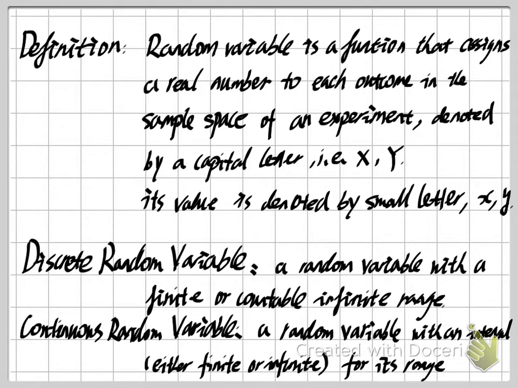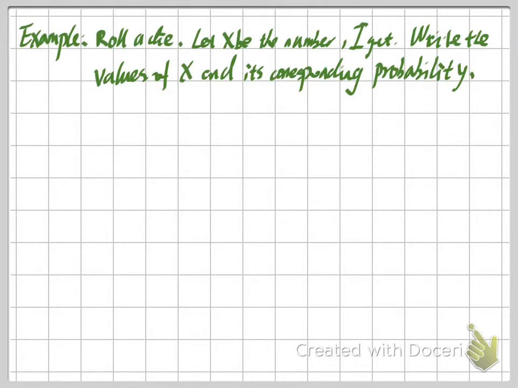So here, let me give you one example of a discrete random variable. Let's look at this question. If we roll a die, and we assume capital X is our random variable denoting the number I will get, then the question is to write down all of the possible values of our random variable X and also their corresponding probabilities. Here, we assume this die is a fair die, so that means the number we will get is an equally likely event.